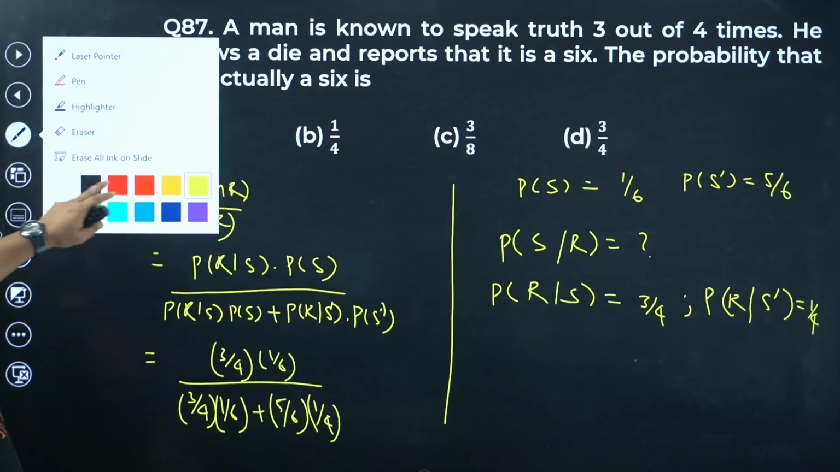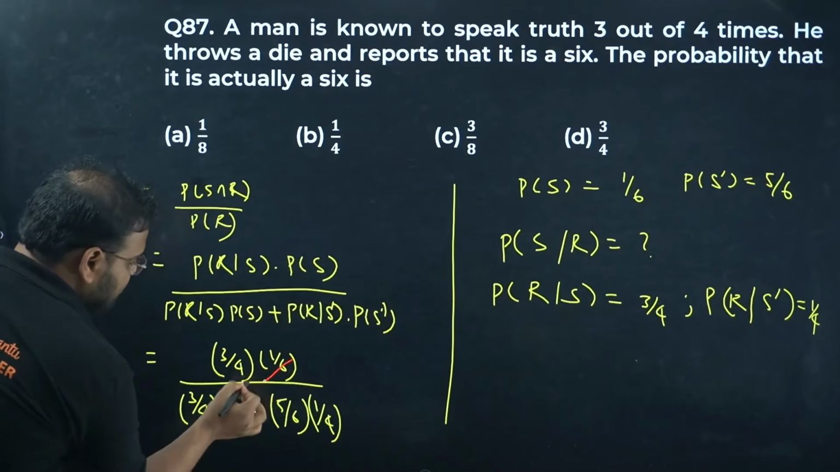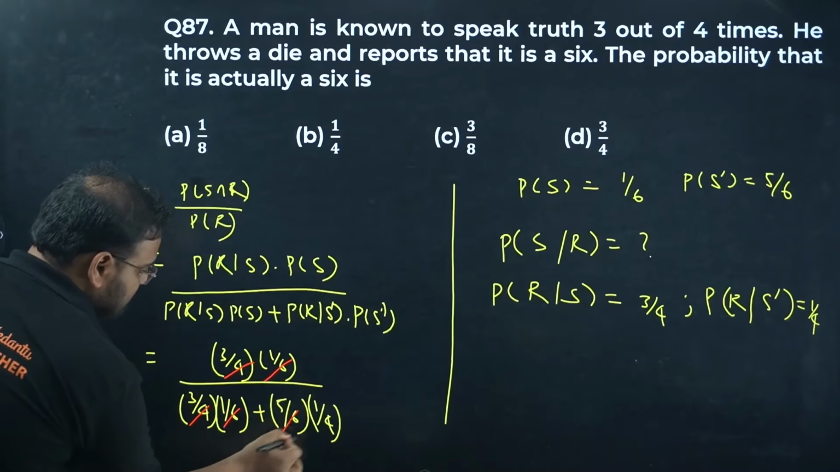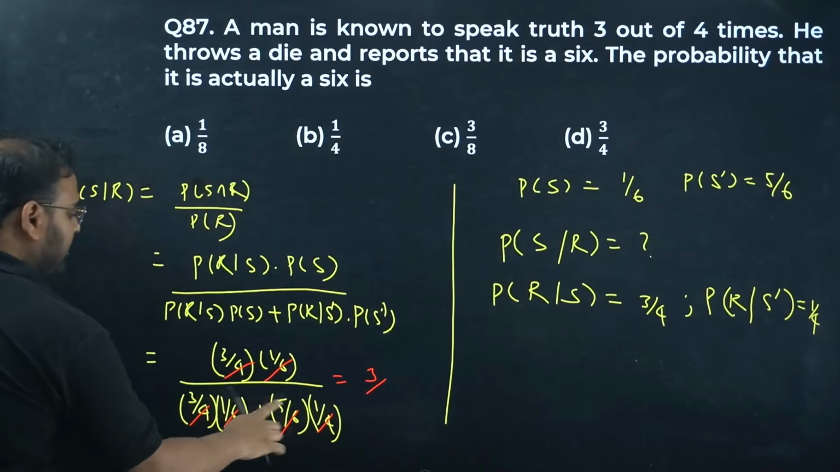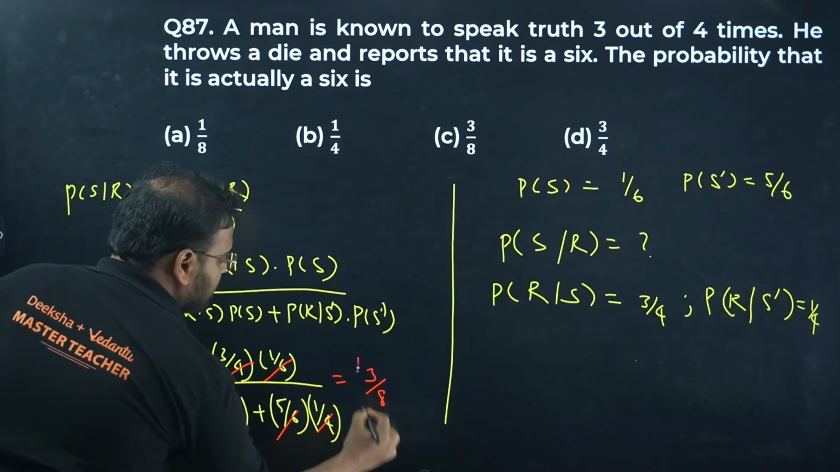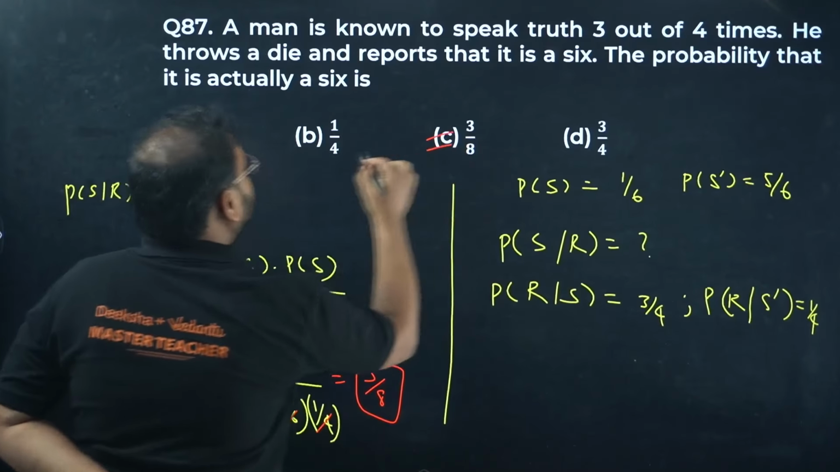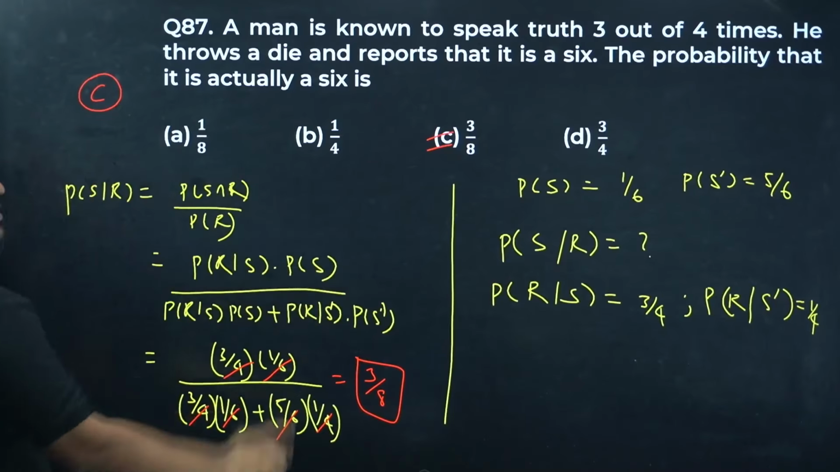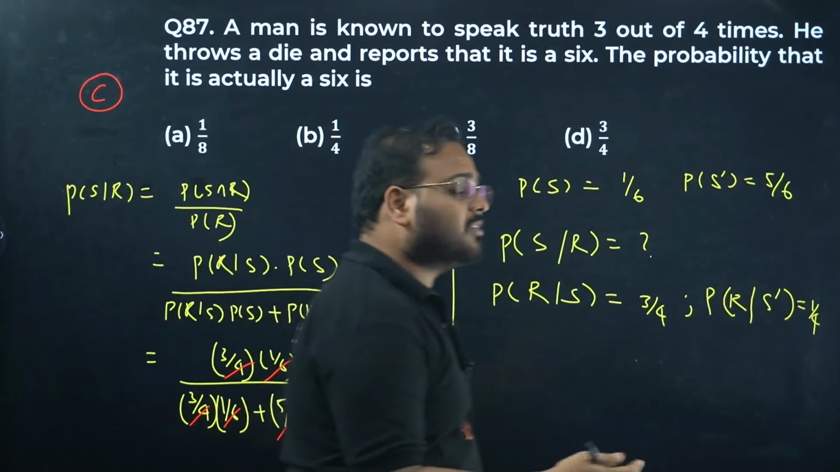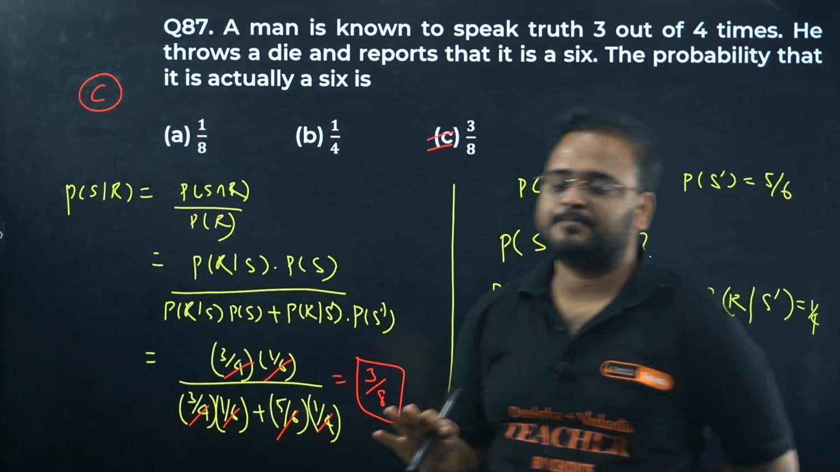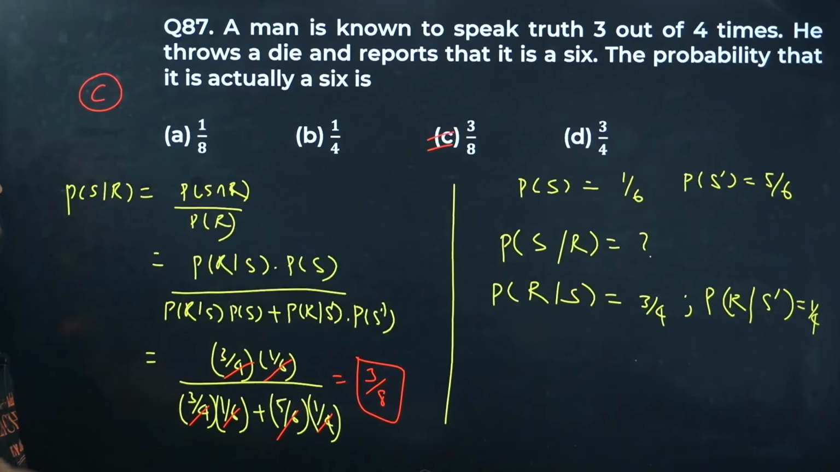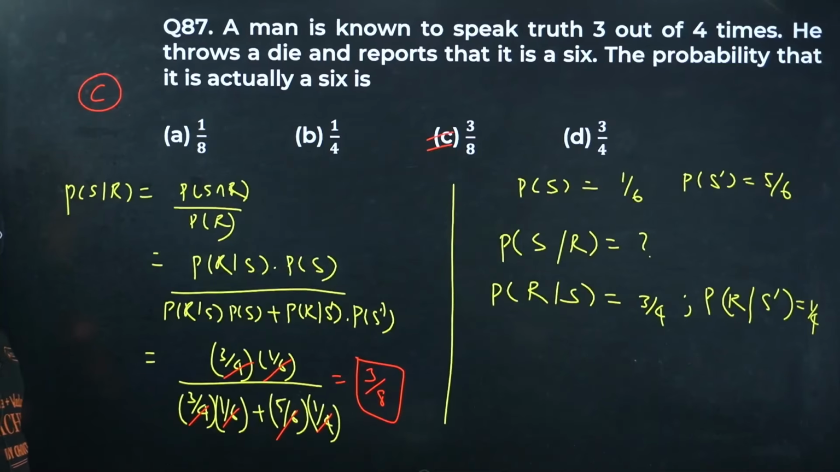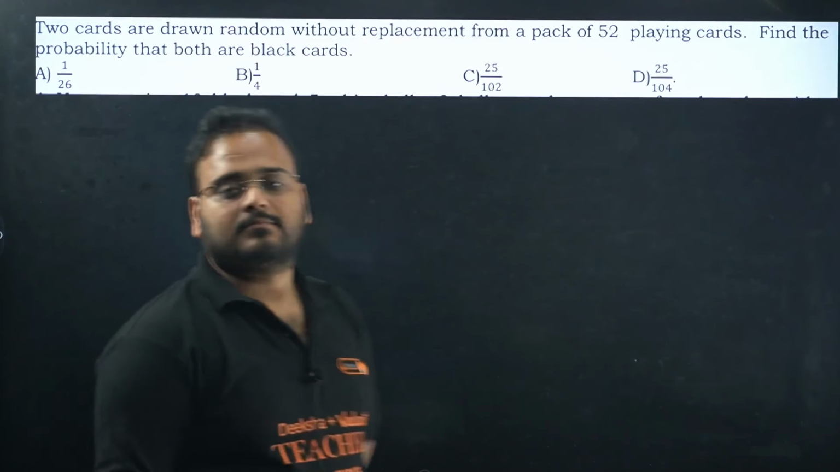Check once again. Over here 4 and 6 are common, so they cancel. Numerator becomes only 3. In the denominator we have 3 plus 5, which is 8. So what is the answer? C. This question is actually worth 3 marks, a Bayes theorem problem. Usually they are given in the MCQs, so I've taken it over here. This is clear, guys? Okay.